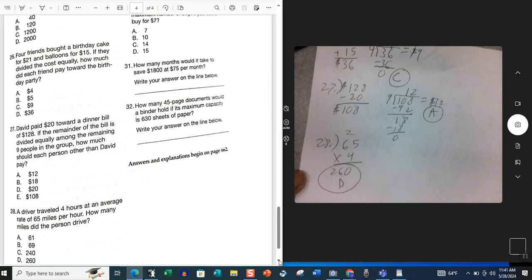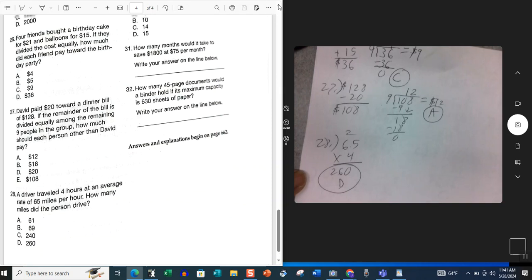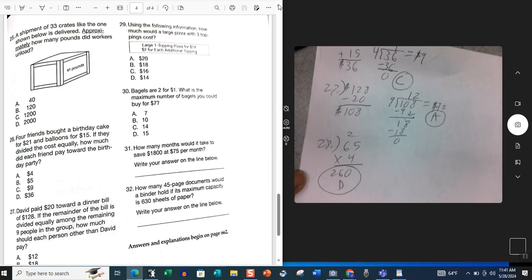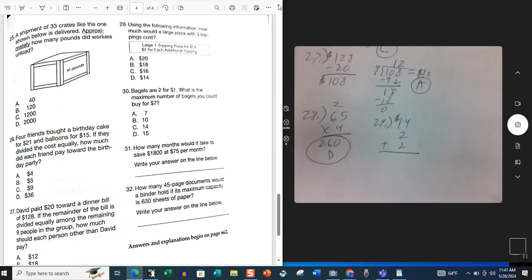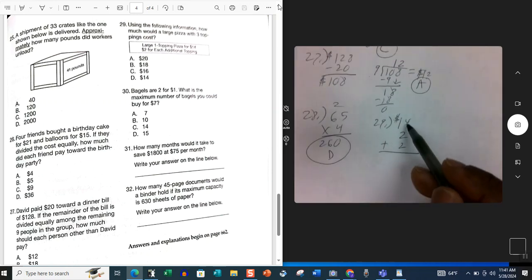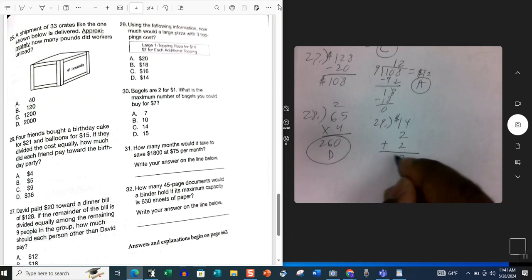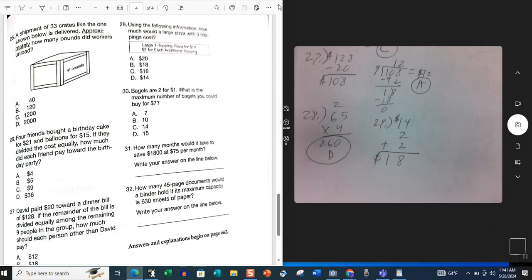All right, so now we go to problem number 29. Using the following information, how much would a large pizza with 3 toppings cost? Okay, a large one topping pizza is $14. It's $2 for each additional topping, so we want 2 more toppings. So we'll add 2 and 2. So now they ask us how much would this total be? 4 plus 2 is 6, plus 2 is 8. Bring down our 1 here to be $18, which is B.